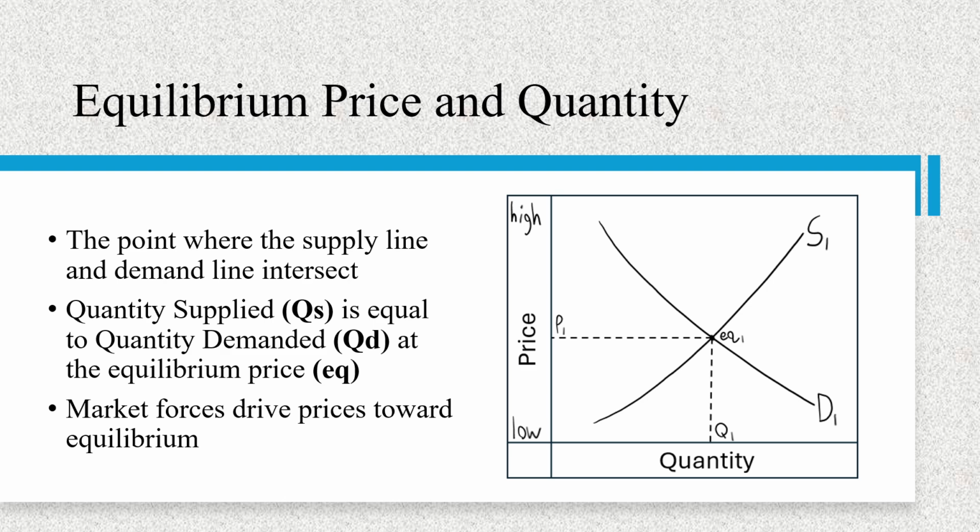It doesn't mean everyone is happy, but it means that the most amount of people are happy with the given good at this given price. And since the most people will be satisfied at this price, there are many market forces that drive prices toward this equilibrium. And we will see why in the next slide.